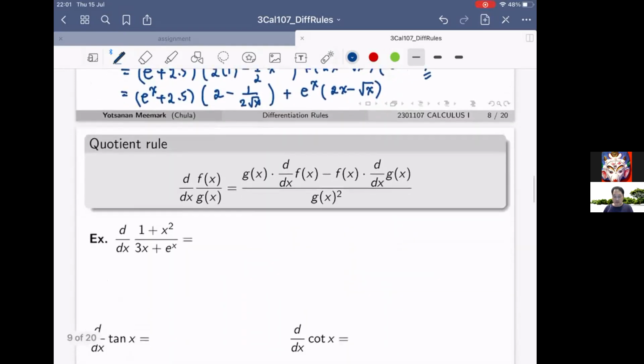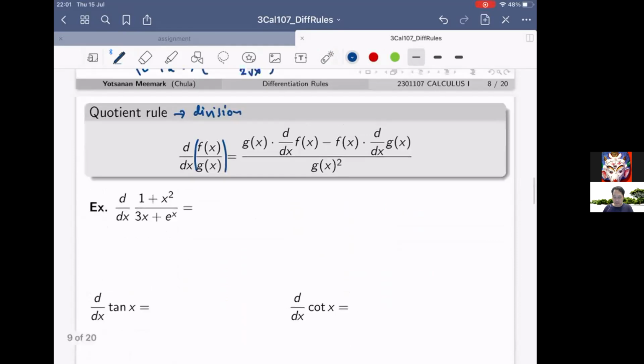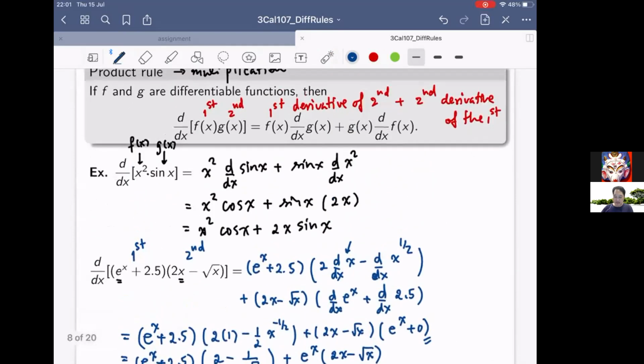Next is the quotient rule. A quotient means that you have a division. So the derivative of f of x divided by g of x will be a little bit complicated. For the product, if you switch the order and write this one first followed by that one, it is still okay because the terms are separated by addition, so which one goes first doesn't matter.